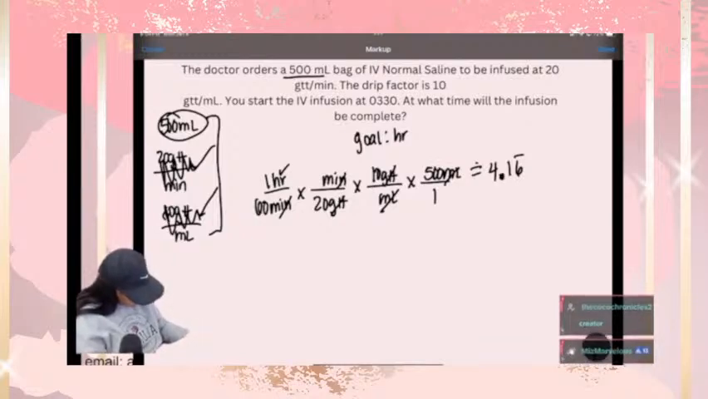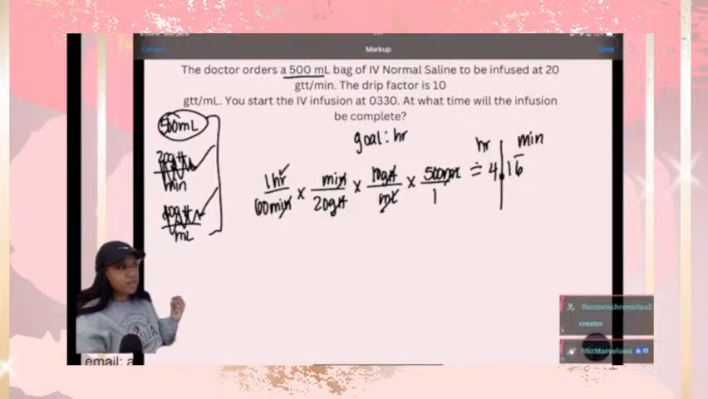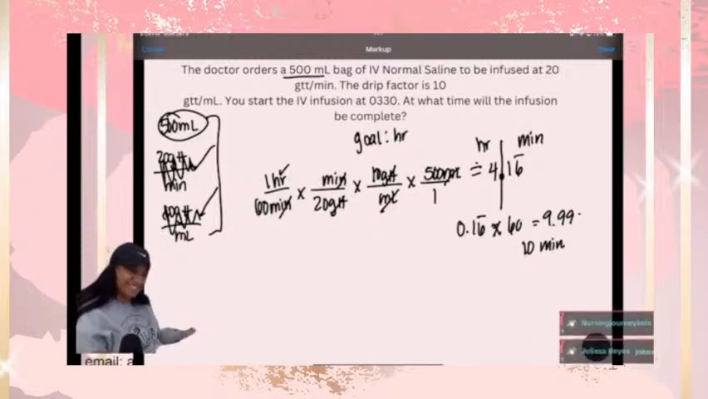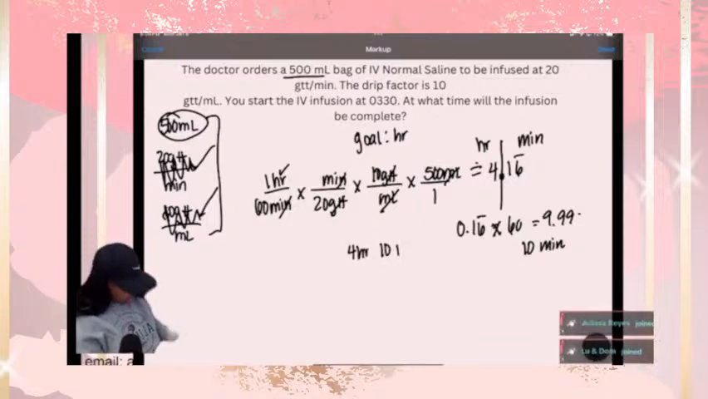So this is our decimal, right? On this side of the decimal is the hour. On this side of the decimal is your minutes, okay? So we're going to take everything behind the decimal and times it by 60 to get your minutes. So 0.16 repeating times 60 is going to be 9.9999. So 10 minutes. Okay. So your total time is 4 hours and 10 minutes.